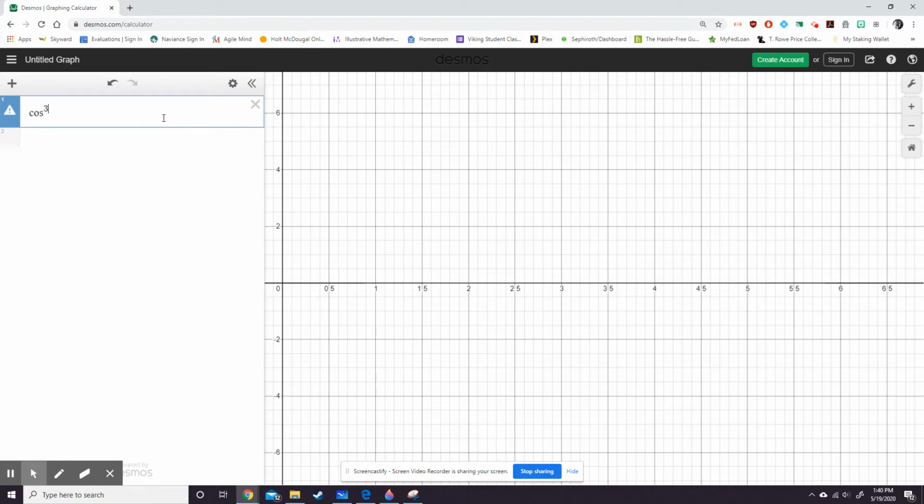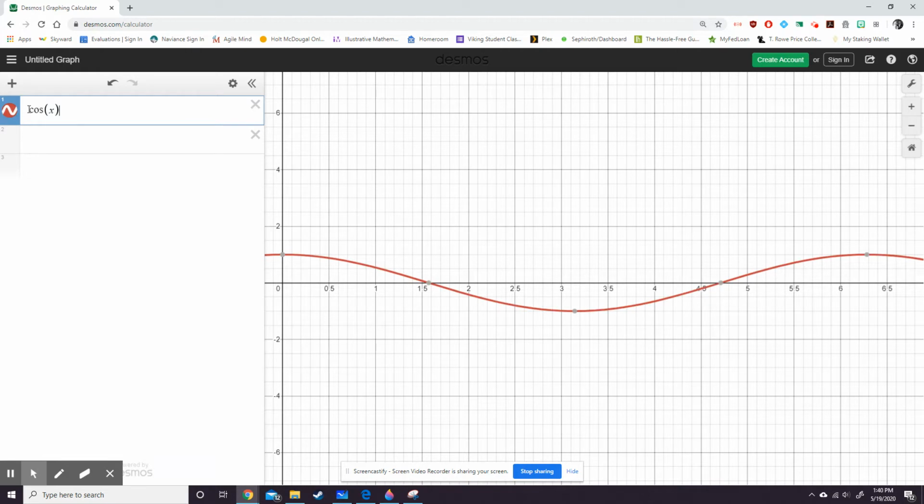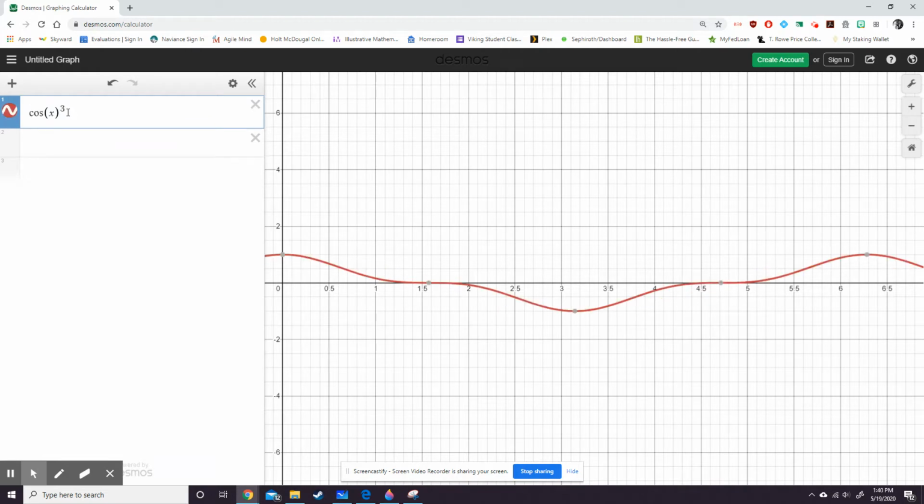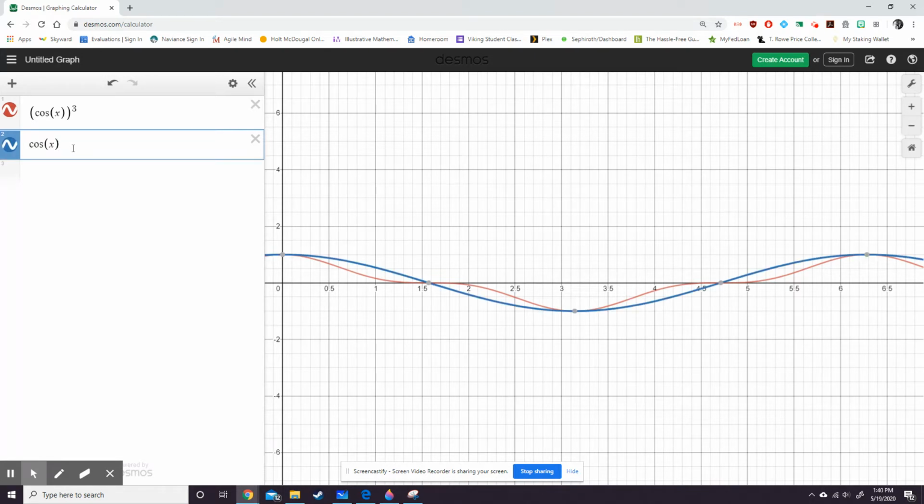And I'm going to say cosine cubed of x. Desmos doesn't like it when you do it that way. So cosine of x, and then put the cubed on the outside. It's cosine cubed of x. I like to plug it in a couple different ways to make sure that it stays the same every time. So there's cosine cubed of x, and we want to see when that crosses cosine of x. They are equivalent here, here, here, here, and here.